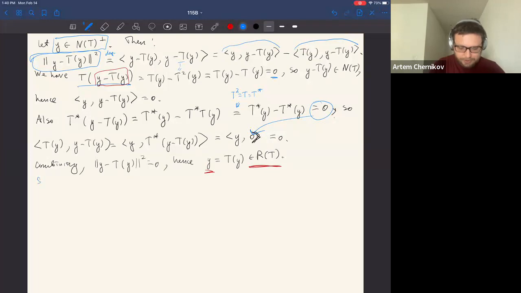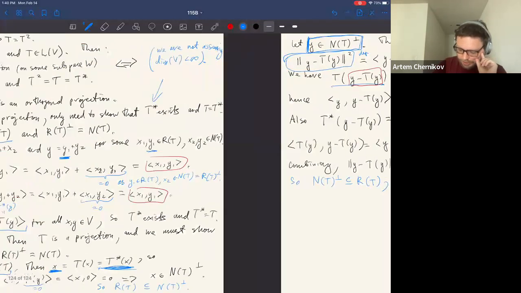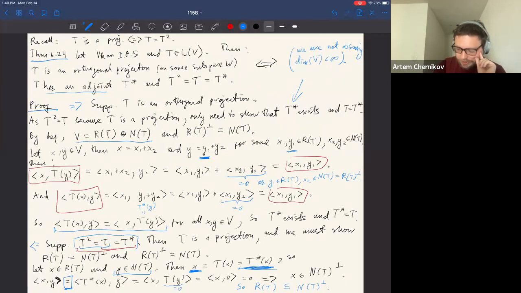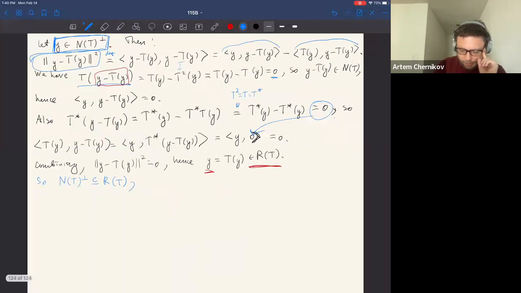So the conclusion is that the orthogonal complement of the null space of T is contained in the range of T, because remember, y was any arbitrary vector of the orthogonal complement of the null space. And on the previous page, we have the opposite conclusion. So we know the range is contained in it, and the orthogonal complement of the null space is contained in the range. So combining, we get that the range of T is equal to the orthogonal complement of the null space of T. So we get one of the two conditions that we are trying to show.